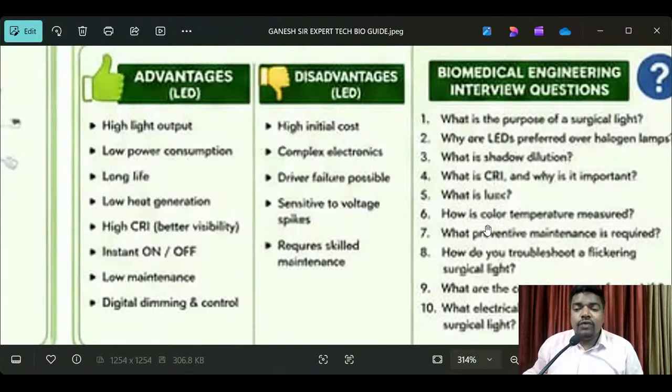Next, how is color temperature measured, what preventive maintenance is required, and how do you troubleshoot a flickering surgical light? And what are the common causes of arm drift? What electrical safety tests are performed on the surgical light? These are the basic questions they will ask you.